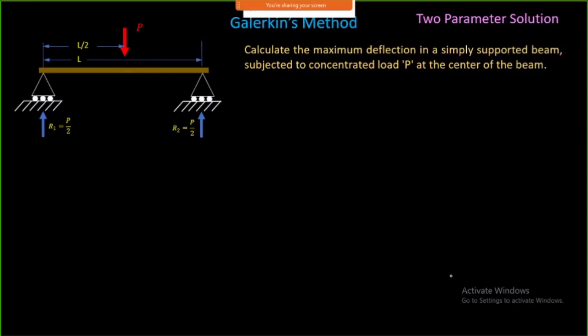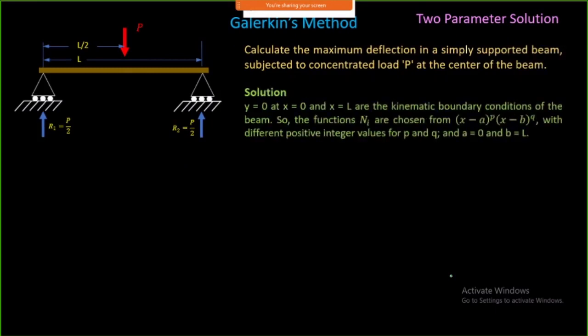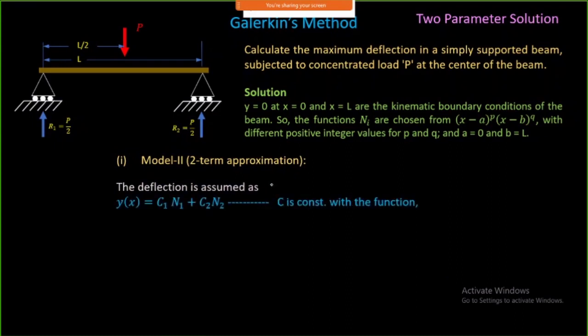In the two parameter solution, the rest is the same; the only difference is that we assume the displacement not with a single constant but with two constants. Previously we had only N into c; here we have two constants, c1 and c2, and two different shape functions.